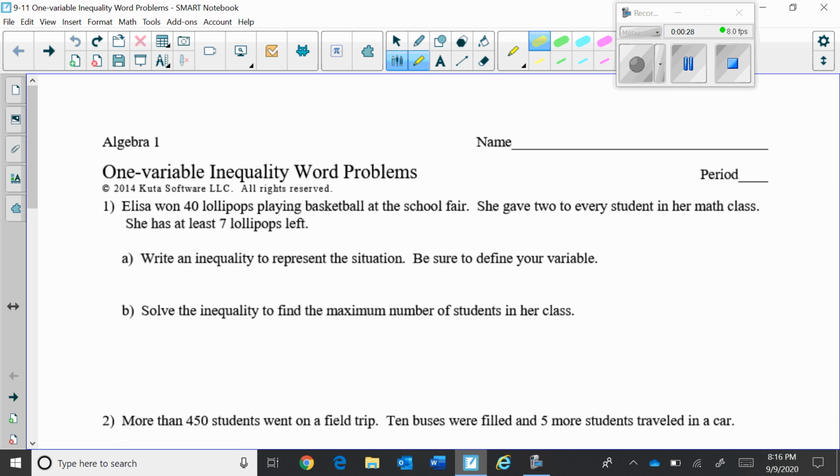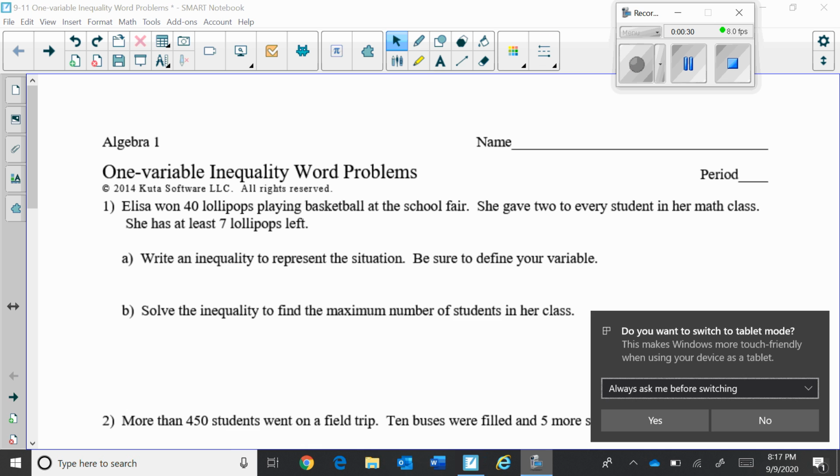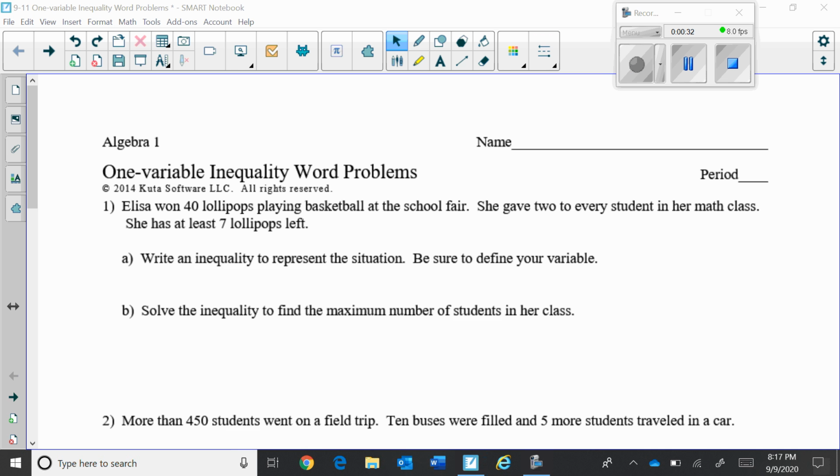Oops. Let me pause this for just a second. Sorry about that. Had to get the screen to lock so I could write on it without things moving.